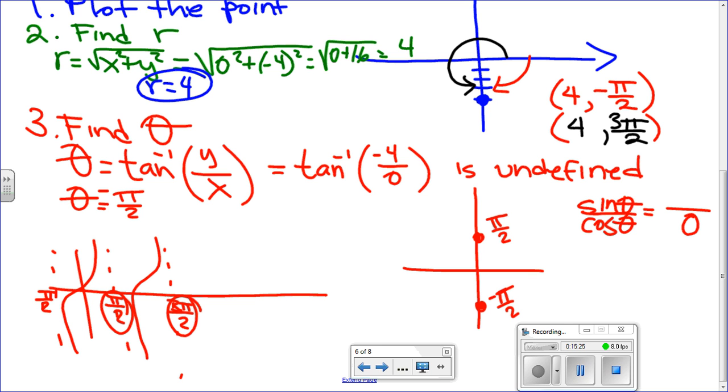Well, what if I say I want my angle to be positive pi over 2? Then that will be here, right? And so we want our point to be here on the opposite side, so negative 4. Very good.